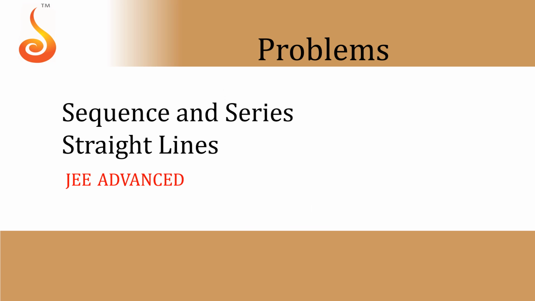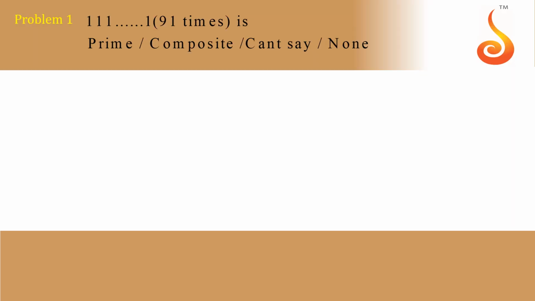Let us do some problems on sequence and series and straight lines, JEE Advanced. Problem number 1: 1, 1, 1, and so on, 1, 91 times. Is it a prime number or a composite number? We can't say none. So, how to do it?